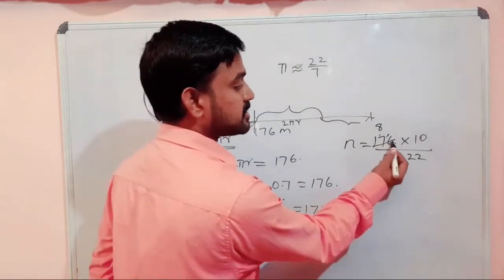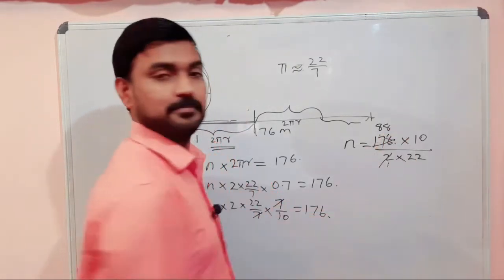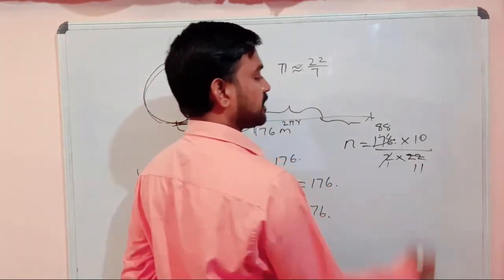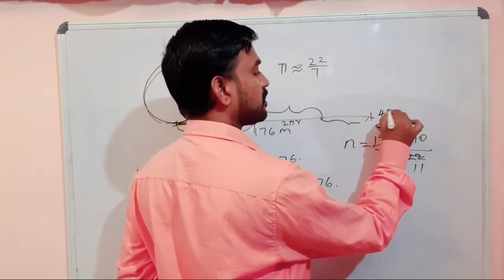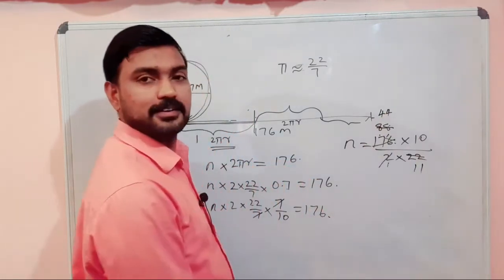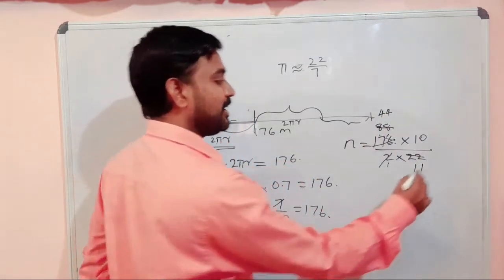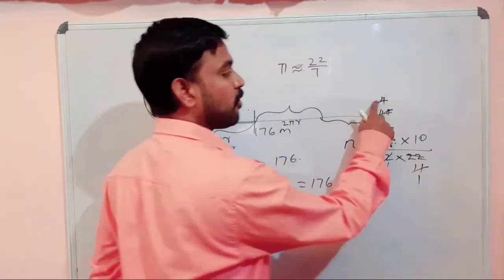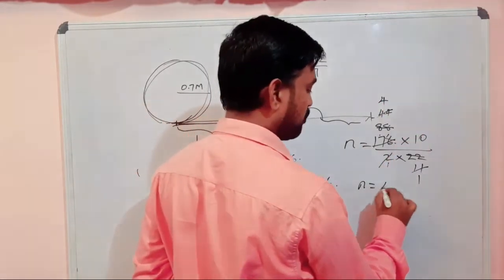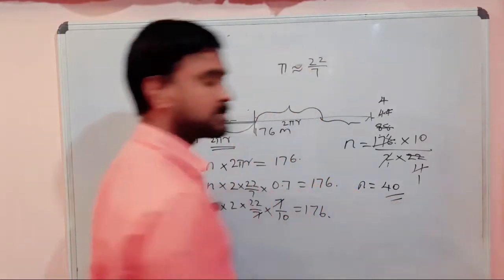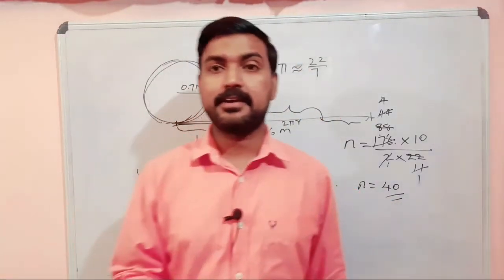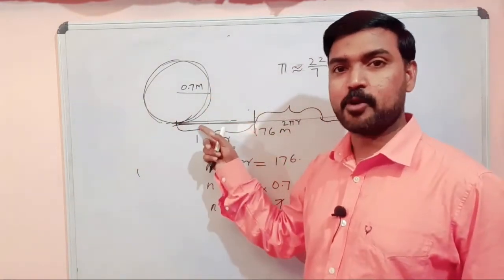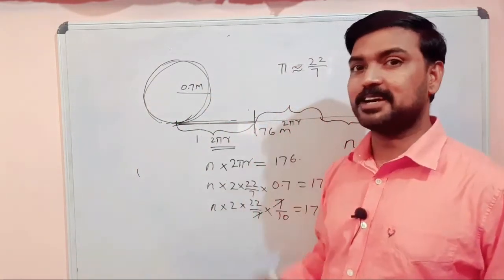So this reads as 16. How many 2s are there? 8. Now it's very easy. We know that 22, 11 2s are there. 88, 44 2s are there. Am I correct? Yes. So 11, there is 1 11. 44, how many? 4 11s are there. So 4 into 10. What is 4 into 10? 40. So what is n? N is equal to 40. What was n? N is the number of revolutions of this wheel. Okay. So we got the answer, n is equal to 40.